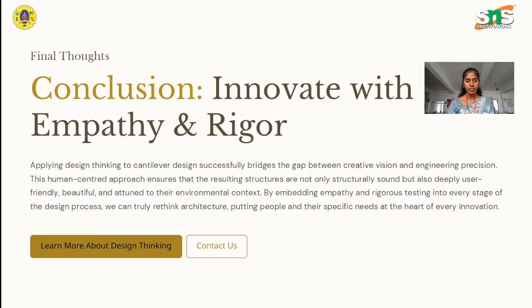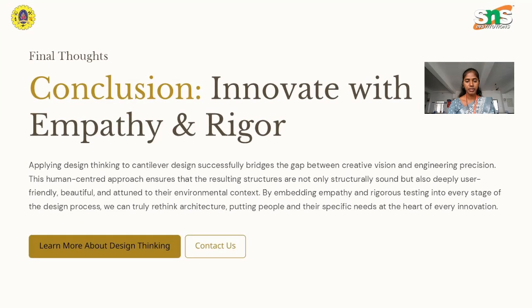Okay. So final thoughts, the conclusion: innovating with empathy and ego, and applying design thinking to cantilever design successfully bridges the gap between creative vision and engineering precision. In the previous video, we had two different houses, right? One is before cantilever integration and another is after integration. After cantilever integration, it has very good creativity and engineering precision. This human-centered approach ensures that the resulting structures are not only structurally sound, but also deeply user-friendly, beautiful and attuned to the environmental context.